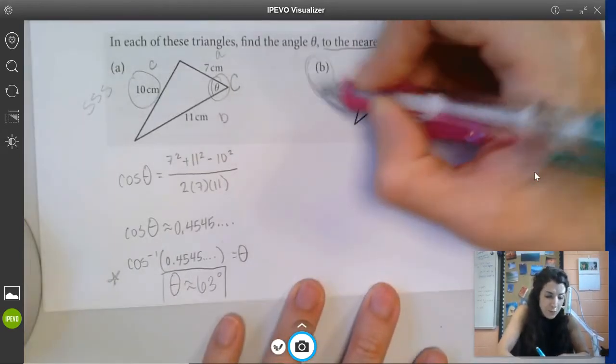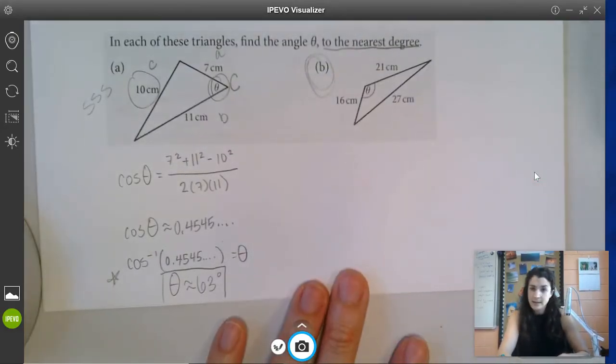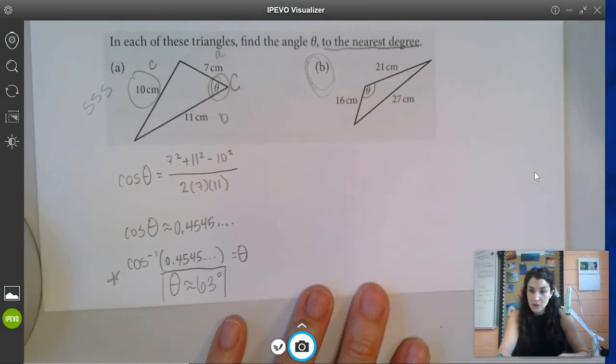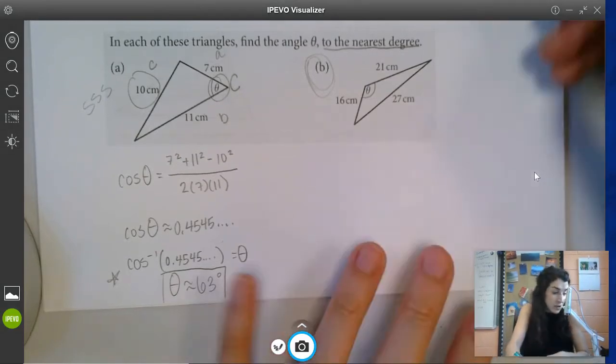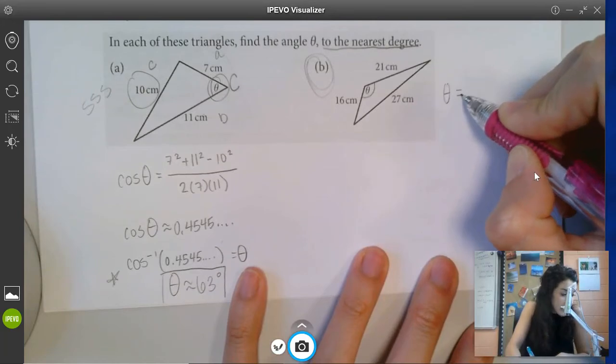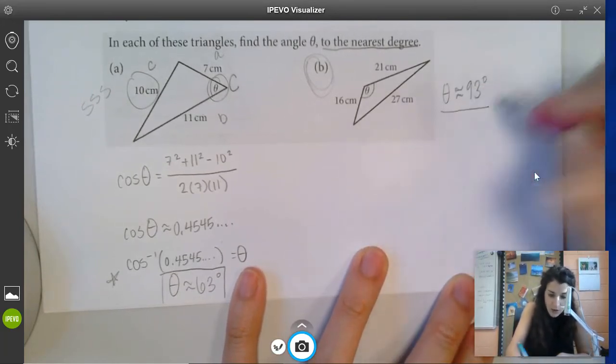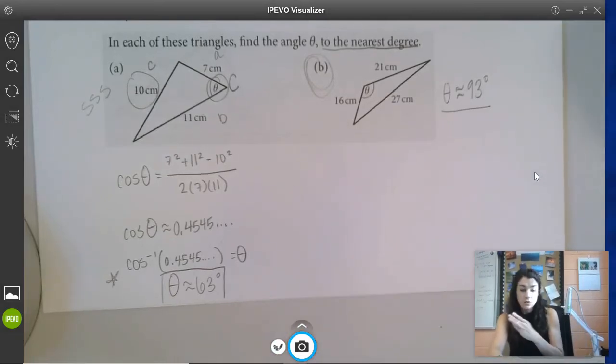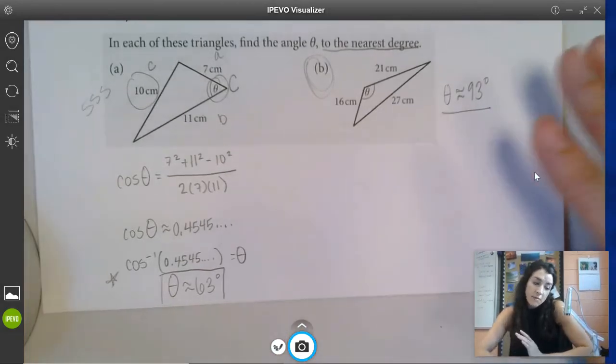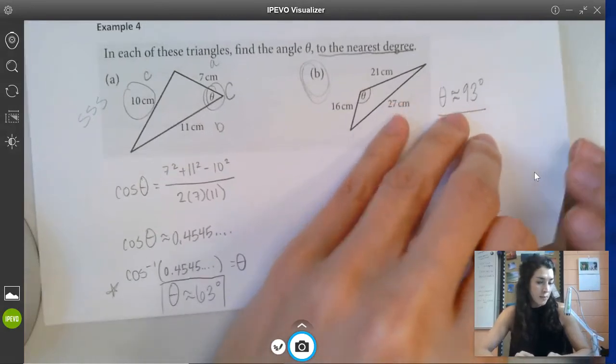Again, I am not going to do B because it's the exact same process. And so it's just practicing to make sure you can do the exact same process. If you would like to do it on your own, which I highly recommend, the answer is about 93 degrees. Again, rounding it to the nearest whole degree. So see if you can do it on your own and see if that's what you get. And then we'll see how we feel about it.